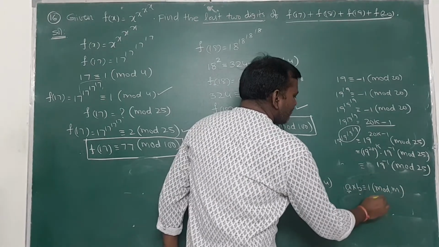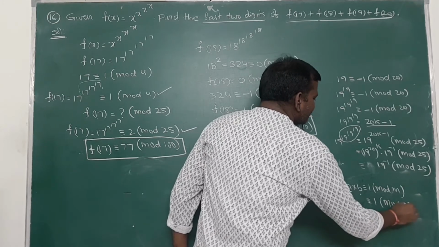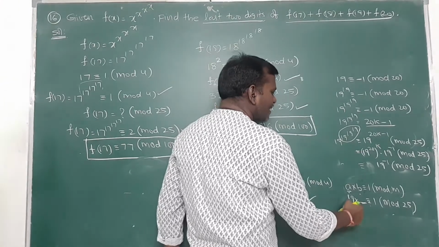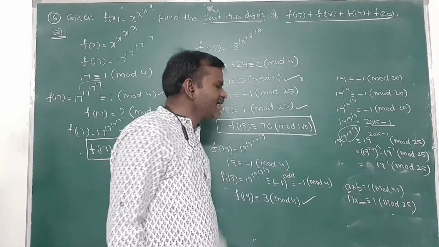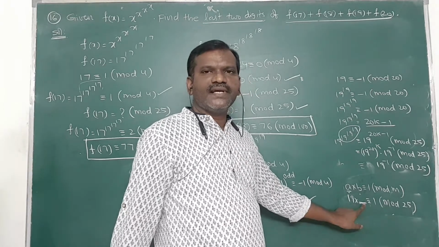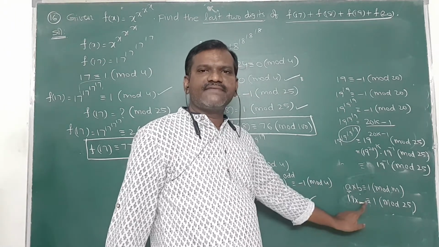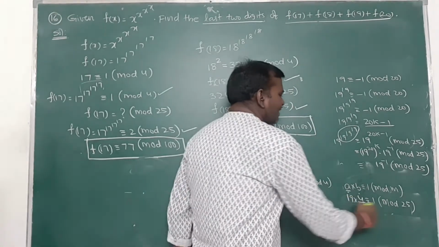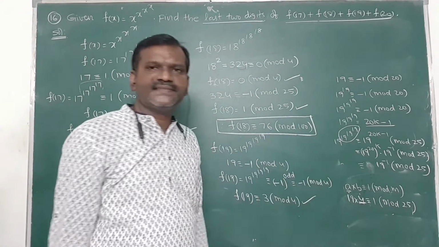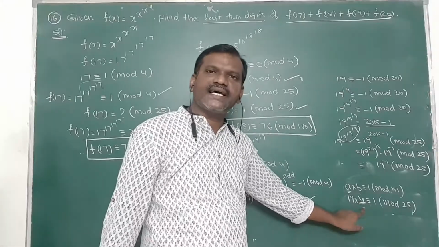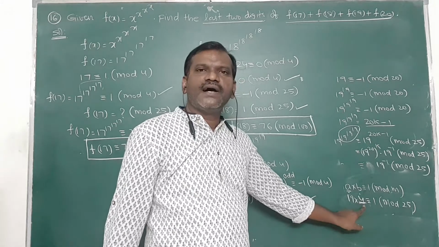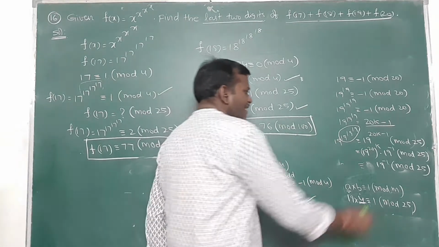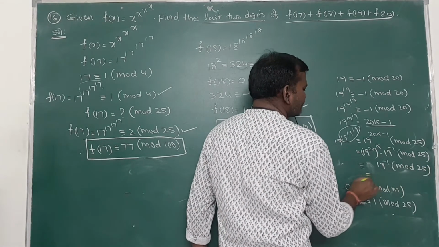So I want the number which, when 19 is multiplied by it and divided by 25, leaves the remainder 1. What is the value? 19 times 1 is 19. 19 times 2 is 38. 19 times 3 is 57. 19 times 4 is 76. 76 when divided by 25, remainder is 1. So these two are said to be inverse to each other. So 19 inverse is nothing but 4, or 4 inverse is 19. Under mod 25, that is important. Here under mod 25 only, 19 inverse is 4.